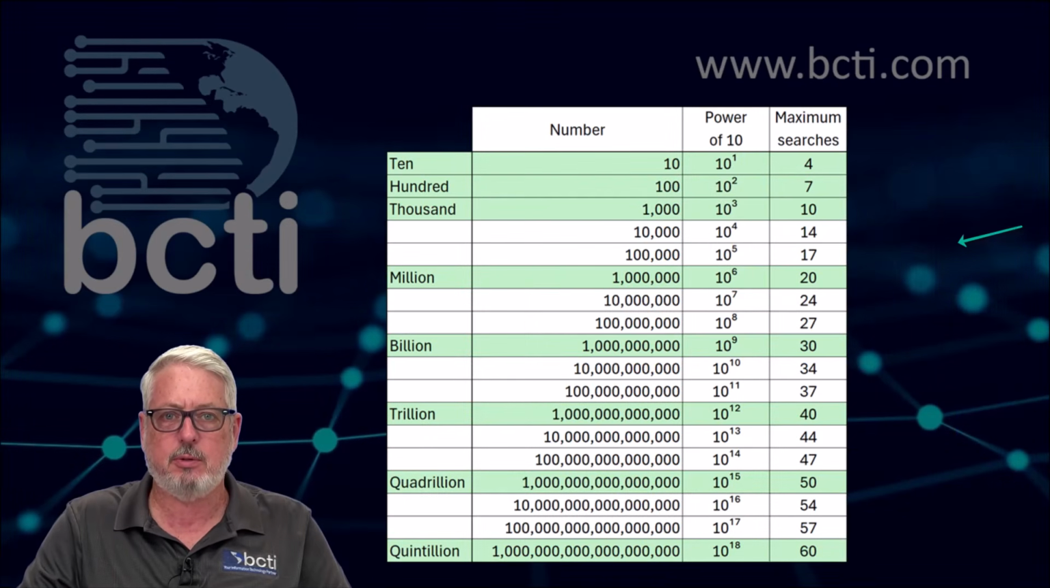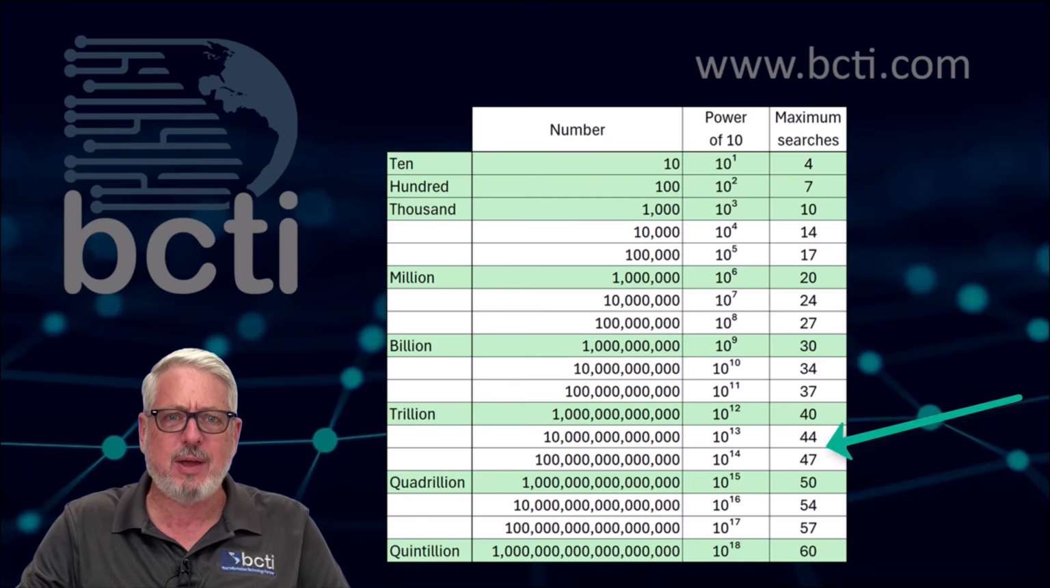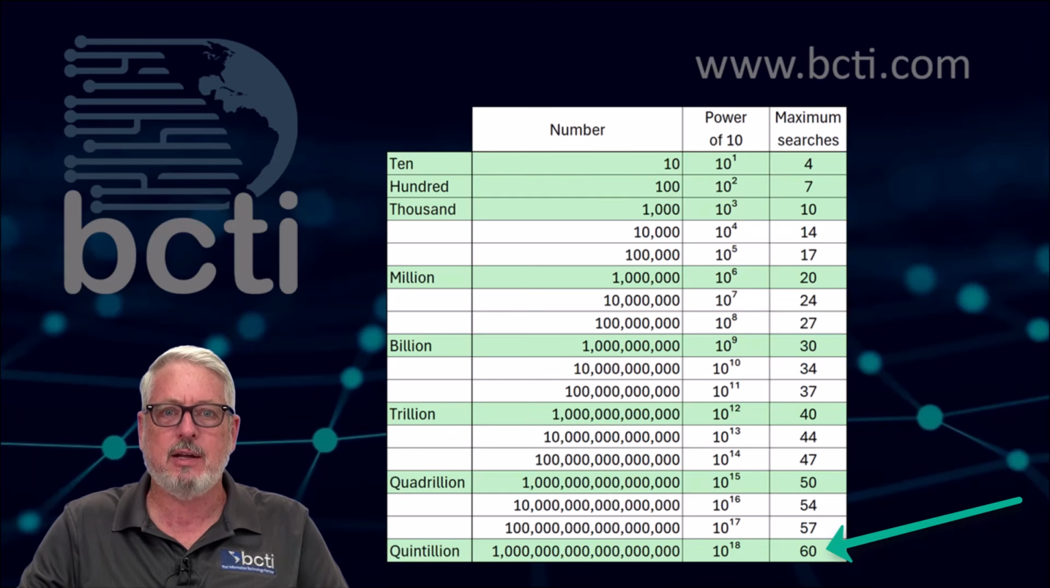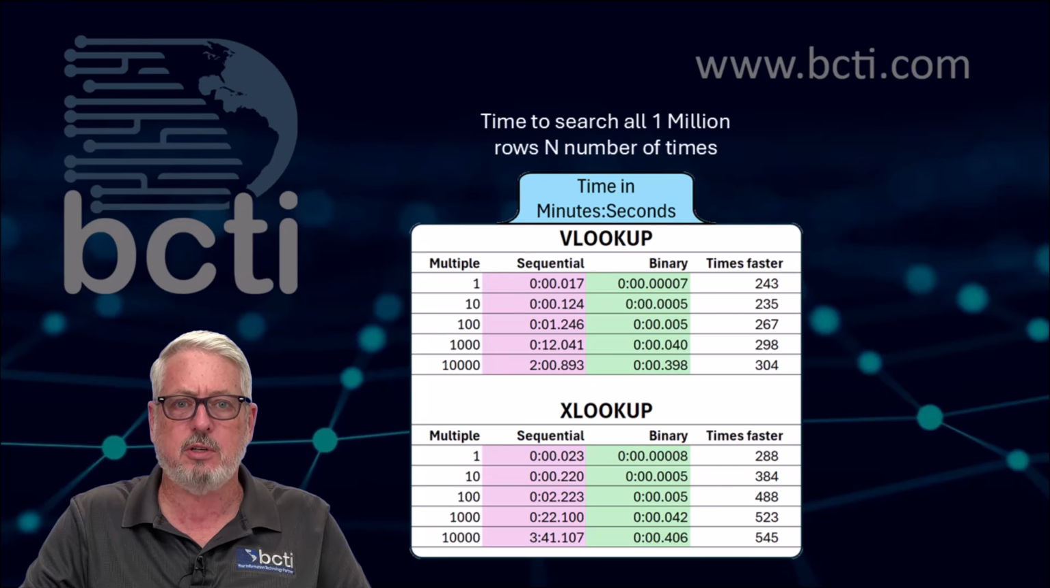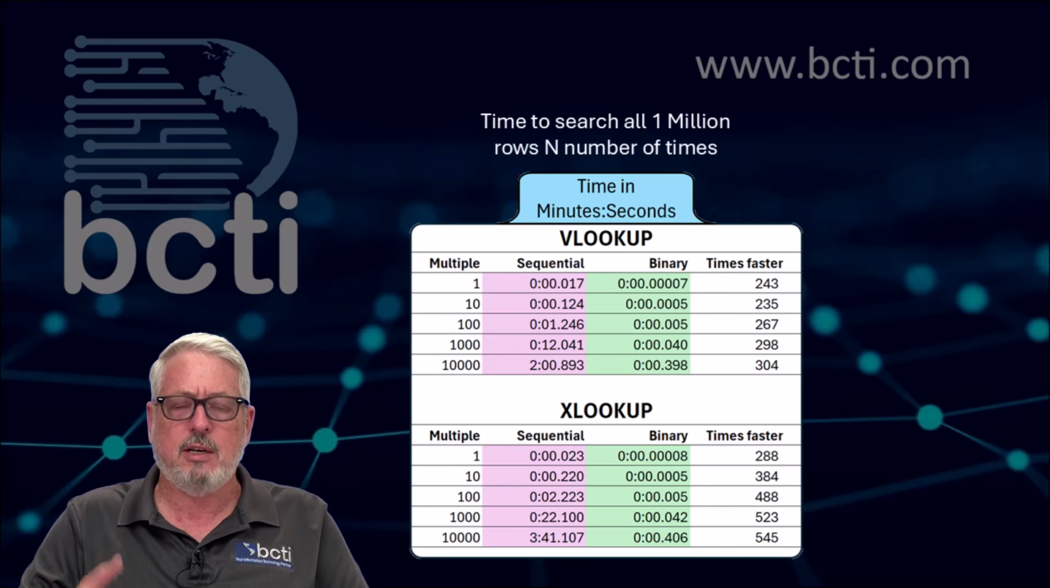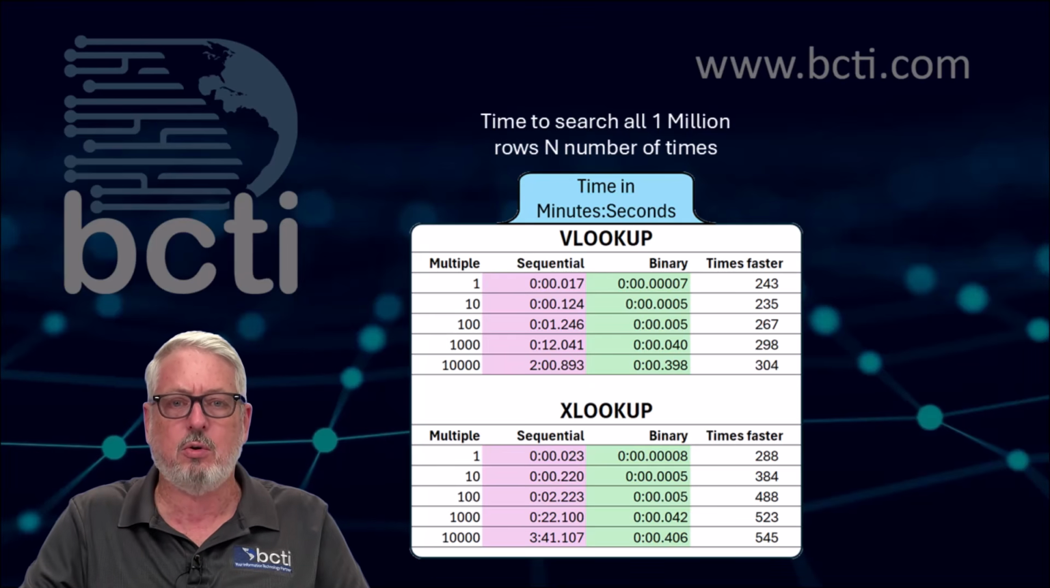As you can see from this table, if we have 1,000,000 entries in a list, we can discover any value's location in at most 20 tests. Even if you had 1,000,000,000,000 entries in the list, it would take at most 60 tests to locate a specific value. Here is a results summary of tests I performed when using Excel's VLOOKUP and XLOOKUP functions. When performing a set of 1,000,000 searches n number of times, you can see that binary searches are many orders of magnitude faster than sequential searches. Now keep in mind that these results are anecdotal and the results will vary depending on machine specifications.